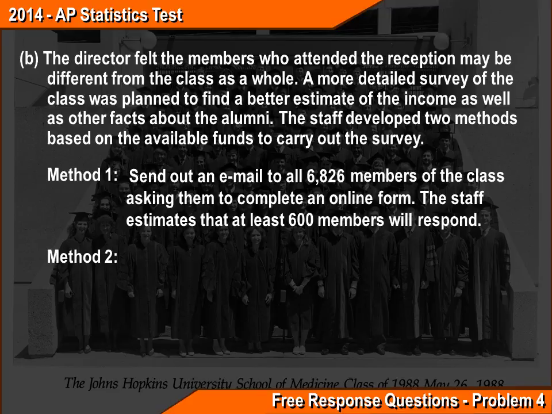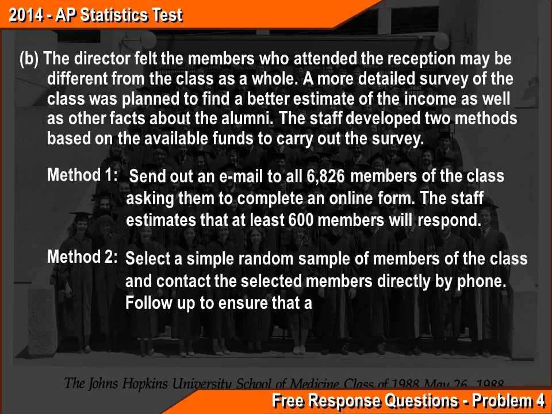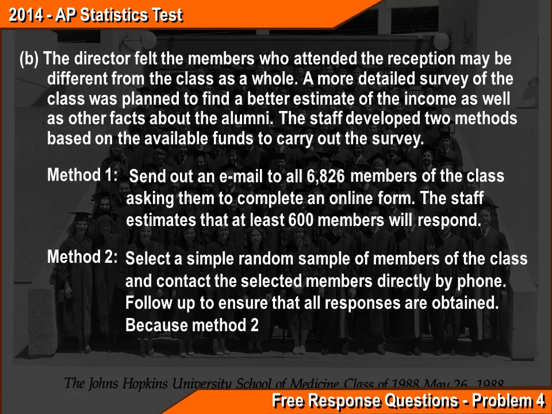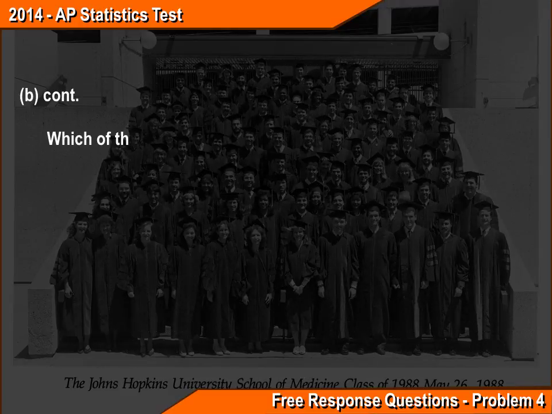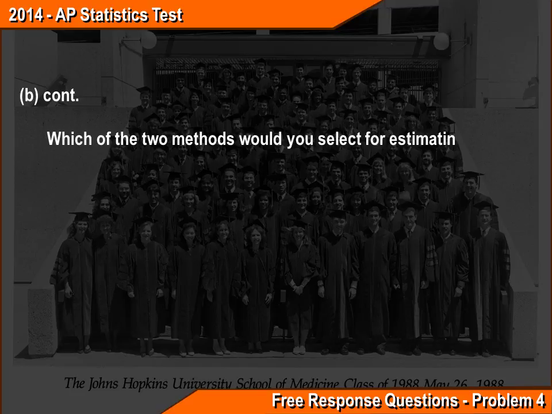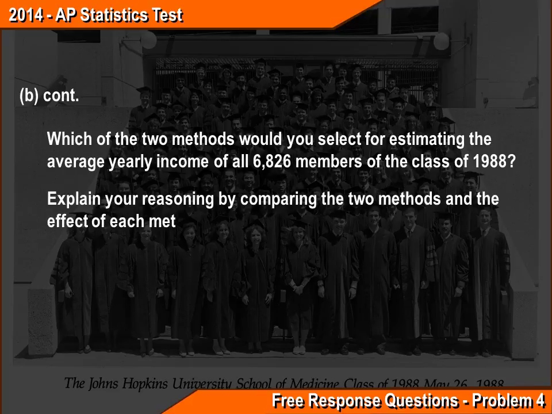Method 2. Select a simple random sample of members of the class and contact the selected members directly by phone. Follow up to ensure that all responses are obtained. Because Method 2 will require more time than Method 1, the staff estimates that only 100 members of the class could be contacted using Method 2. Which of the two methods would you select for estimating the average yearly income of all 6,826 members of the class of 1988? Explain your reasoning by comparing the two methods and the effect of each method on the estimate.